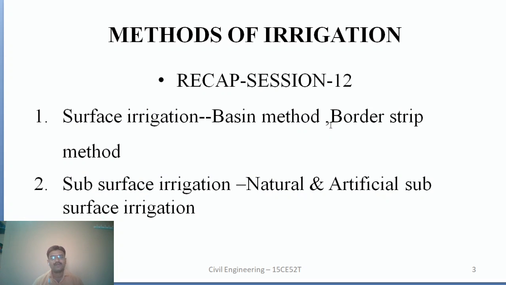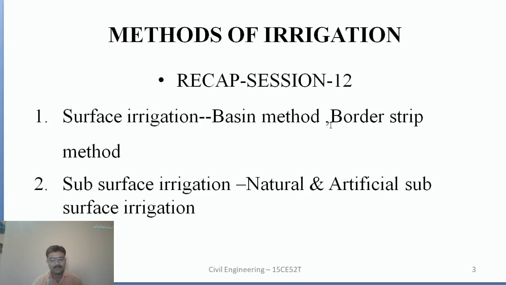Next, a small recap of session 12 where we have studied about the surface irrigation and subsurface irrigation. Now in the surface irrigation, what is surface irrigation? It is a method of irrigation where water is either ponded on the soil or allowed to flow continuously over the soil surface for the duration of the irrigation. This is about surface irrigation.